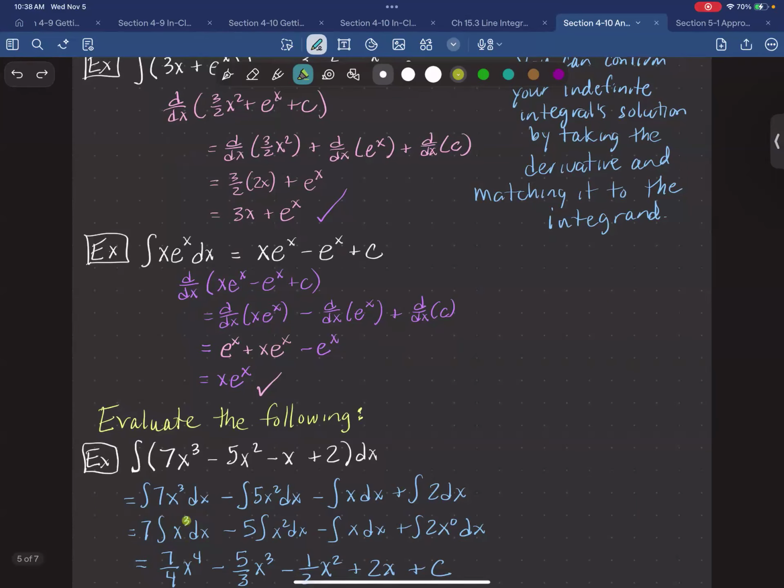So this goes up to a 4, then I divide by the 4. This goes up to a 3, and then I divide by the 3. Those look like a bunch of question marks with a highlighter. That looks crazy.